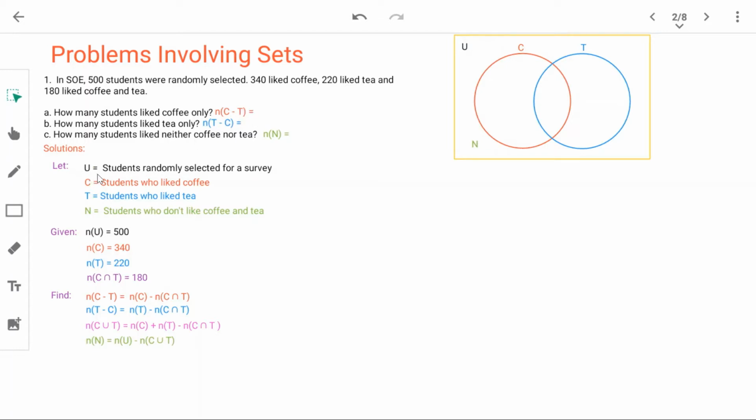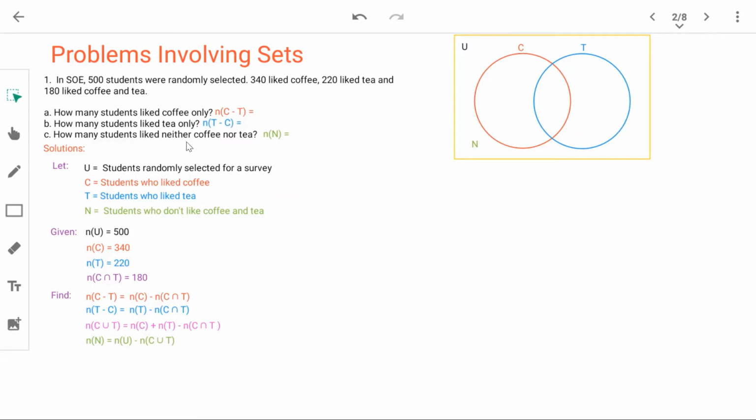Now in our legend, we let U be the students randomly selected for a survey. Then C denotes students who like coffee, T students who like tea, and N denotes students who don't like coffee and tea. So the n of C minus T can be properly read as the cardinality of set C difference T, or the number of students who like coffee but not tea.